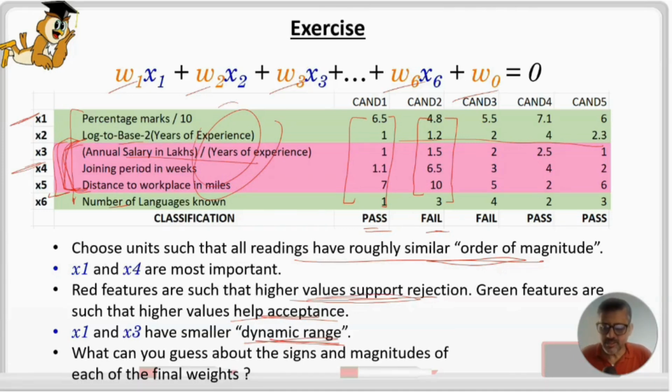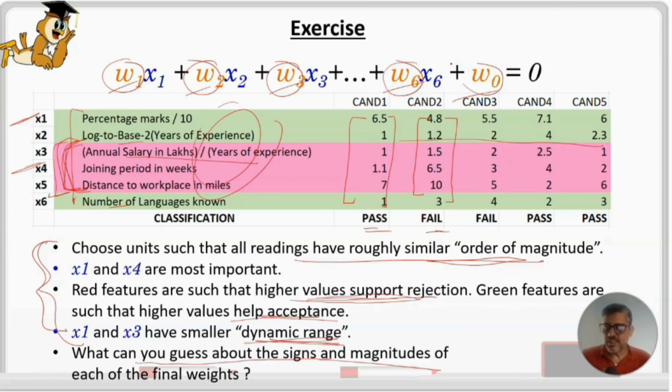The exercise requires you to answer just this question. What can you guess about the signs and magnitudes of each of the final weights? So if x1 through x6 satisfied these conditions, what could you say about the corresponding values of final weights which your optimizer would return, right?